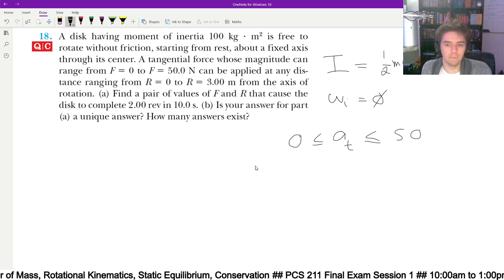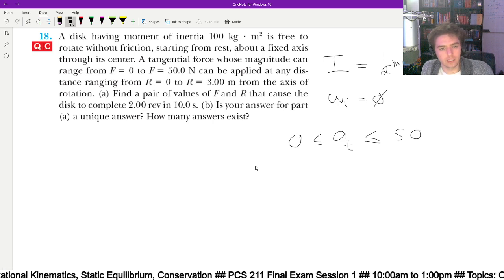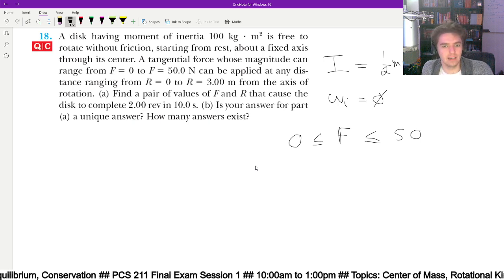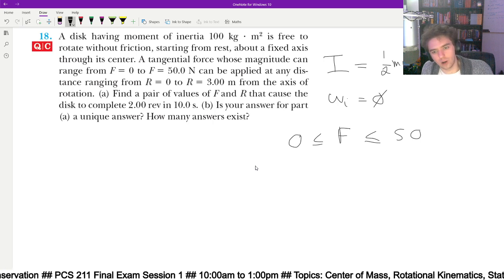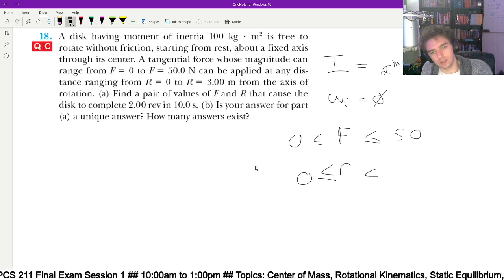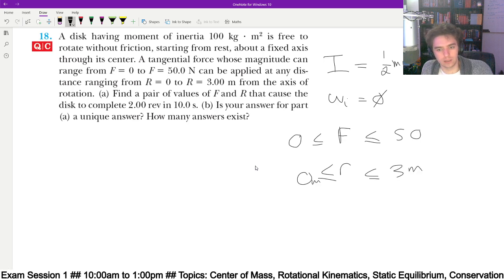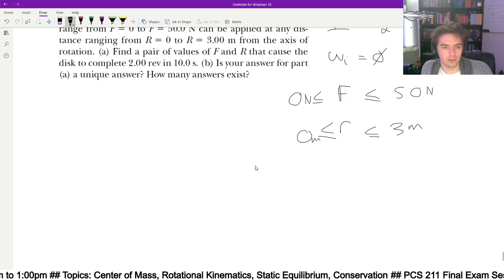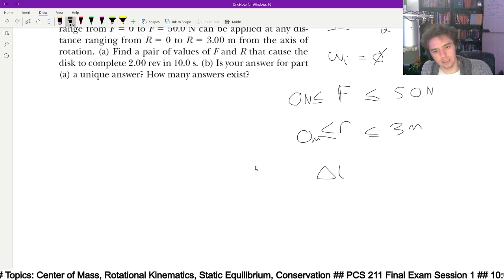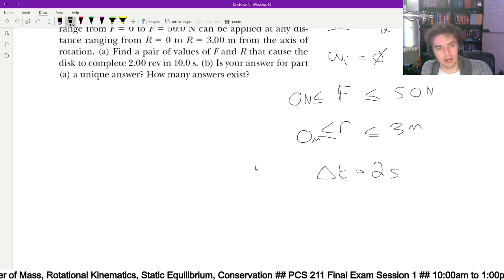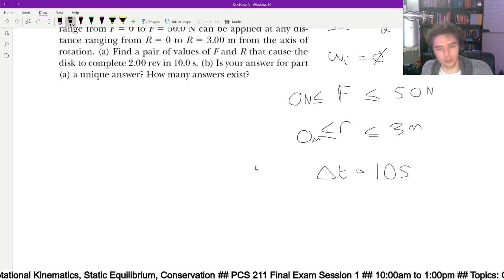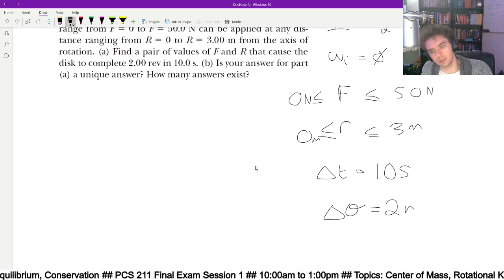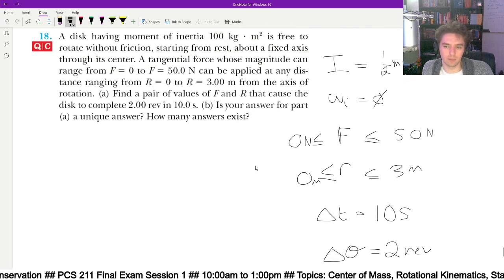Okay, so then the tangential force, not tangential acceleration. There's a force that can go from that to that. It can be applied at any distance from there. So little r is between 0 and 3 meters. I'll put the units here just so we know what everything is. Okay, find F and R that cause the disk to do that. So delta t is 10 seconds, and the 2 revolutions, so I'll say delta theta equals 2 revolutions. We're trying to find what F and R have to be.